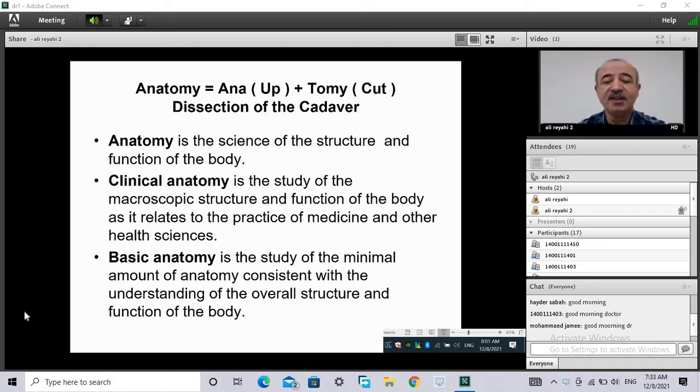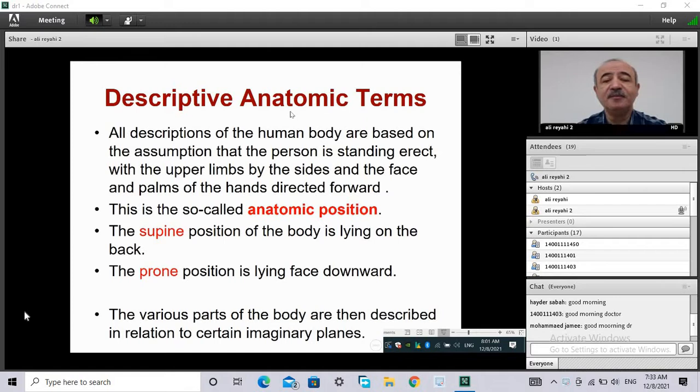place of the pain, for example. So we must learn the anatomical term. All description of the human body are based on the position of the body or anatomical position.